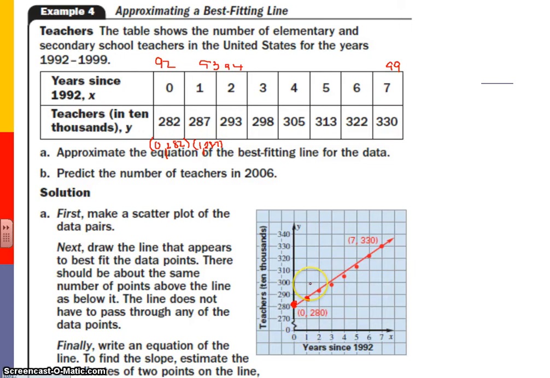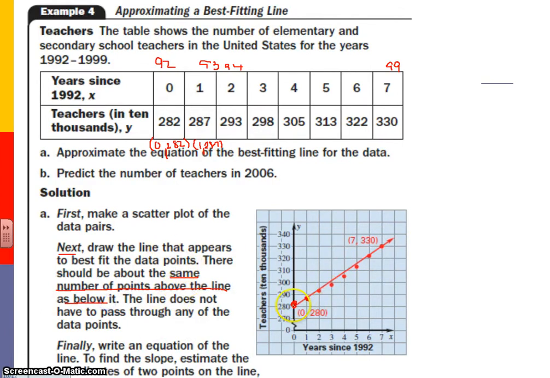And go ahead and make a scatter plot. So you have different points on the graph. Don't draw the line yet. Next, draw the line that appears to best fit the data points. You can see this scatter plot is not going to be a line, but I'm going to draw a line as close to the points as possible. You want about the same number of points above the line as you do below it.